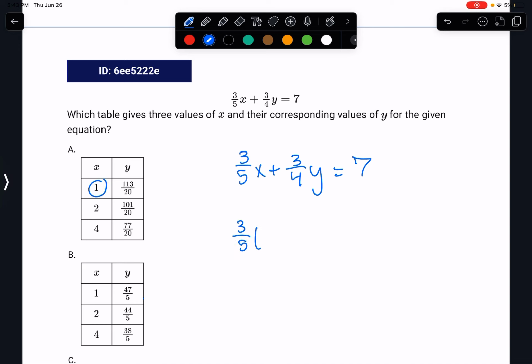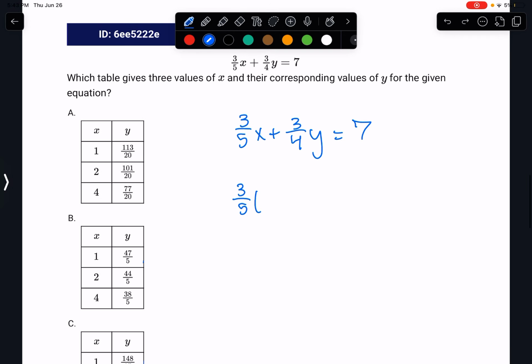Let's start with this 1 right here, because 1 is seen as a variable in each one of these answer choices. And it's a pretty easy number to plug into equations because it doesn't really manipulate the equation that much. So I always like to convert to decimals because it just makes things easier for me. So I'm going to convert this into a decimal. Let's say 0.6 plus 0.75y is equal to 7.